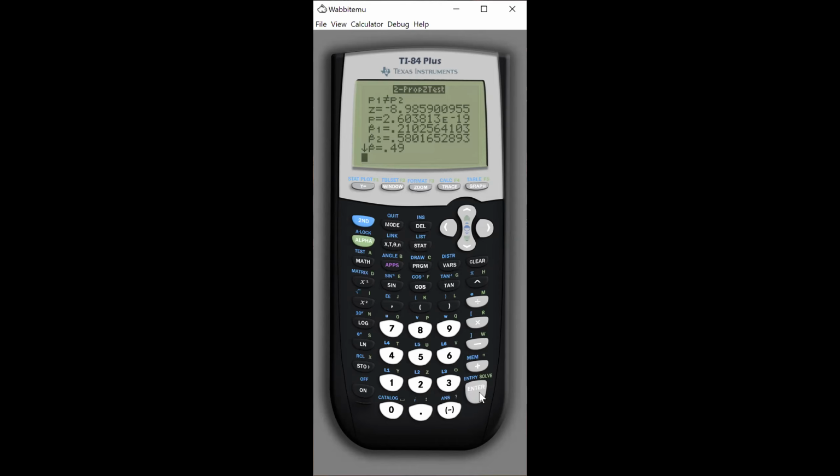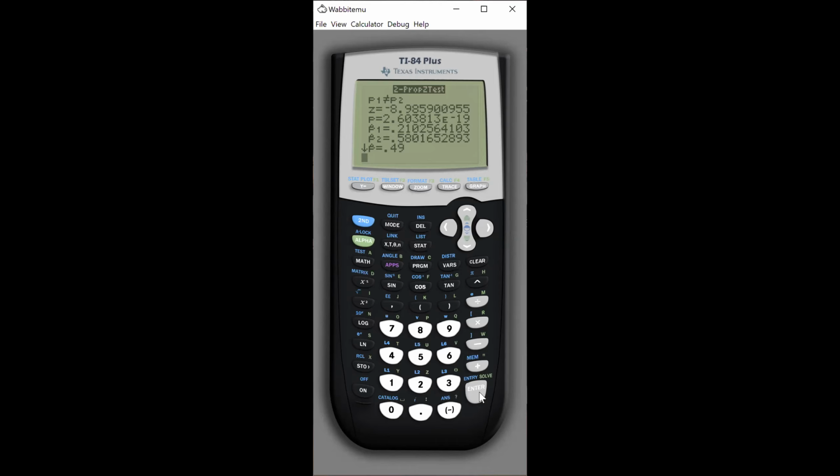So if you look at our Z value, you get negative 8.99. If you look at our p-value, you get 2.603813, but if you look at it, it says e to the negative 19. So that means you get the decimal place and you move it 19 places to the left. What we're gonna do, we're gonna say this is 0, because if you round it off to 4 decimal places, you get 0.